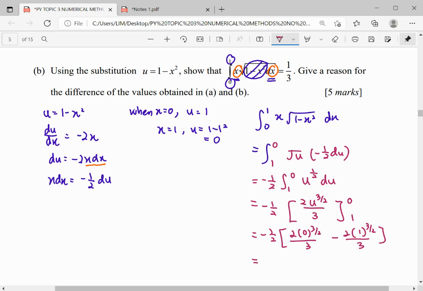And find out our answer. So of course we can press this calculator and see if it can calculate for us or not. Inside here is square root u. I don't have u, I just put x only. So 1 to 0, up there, negative half.